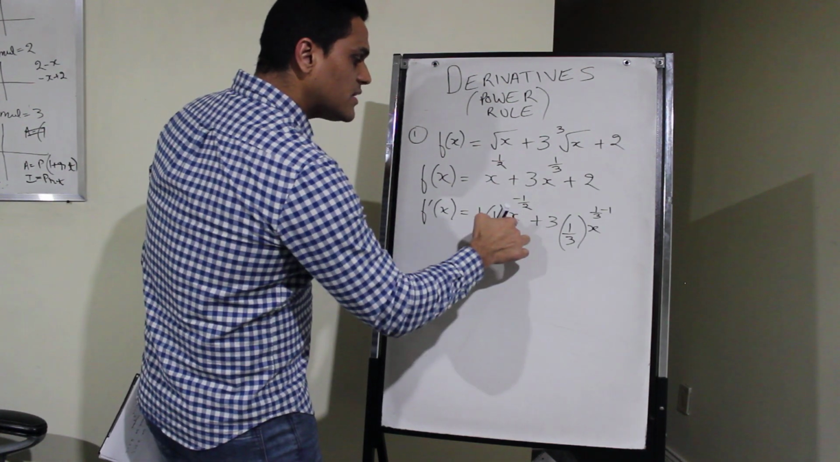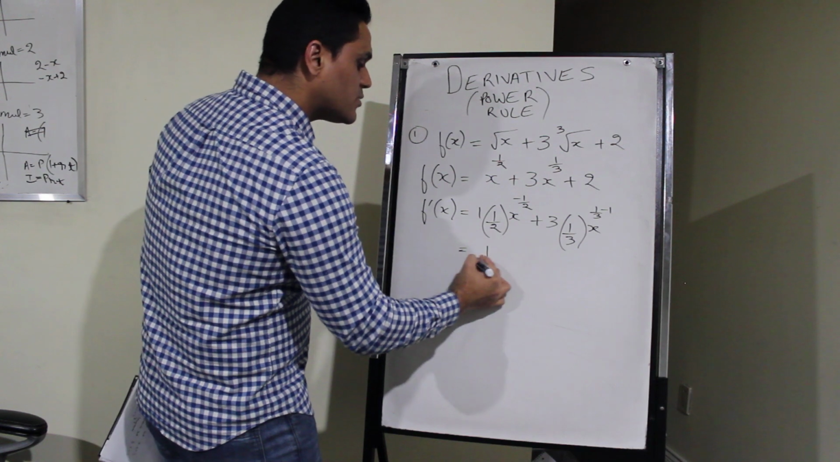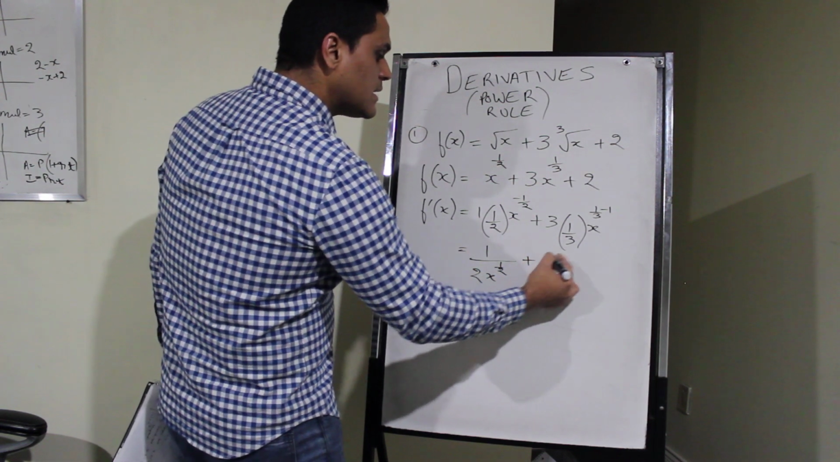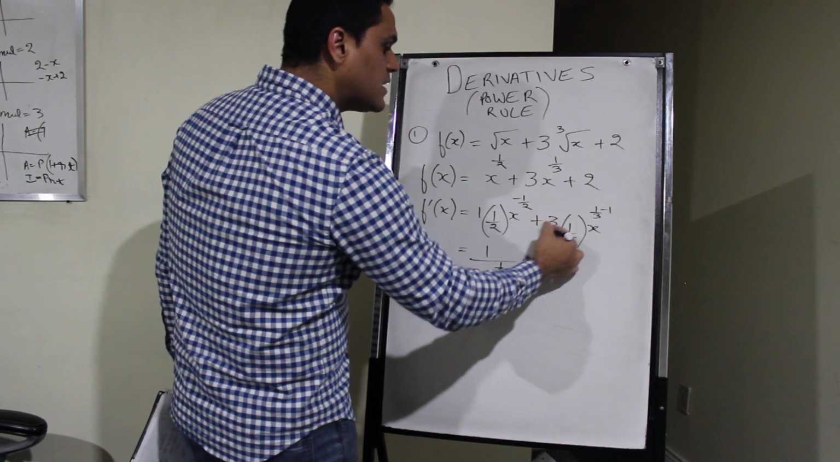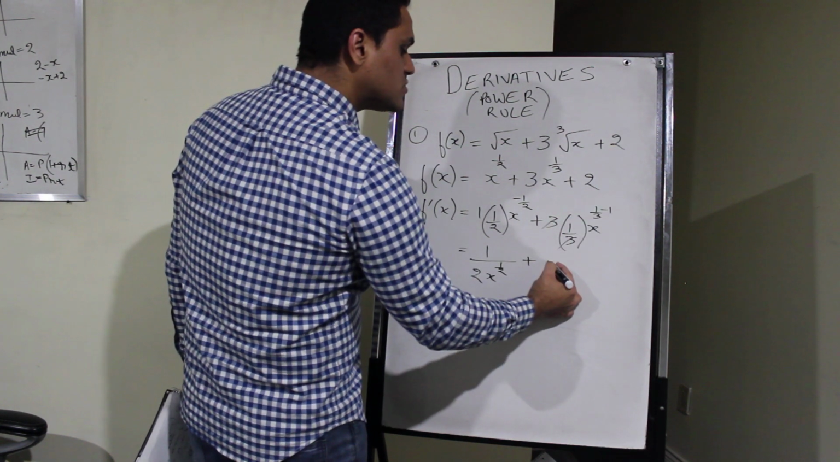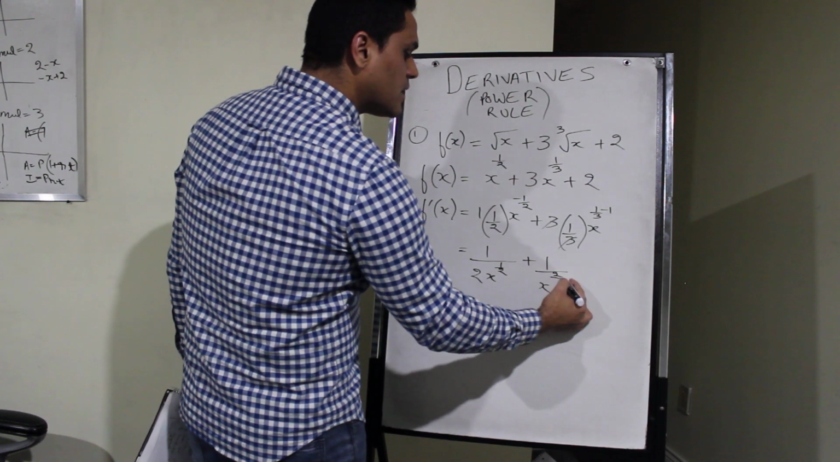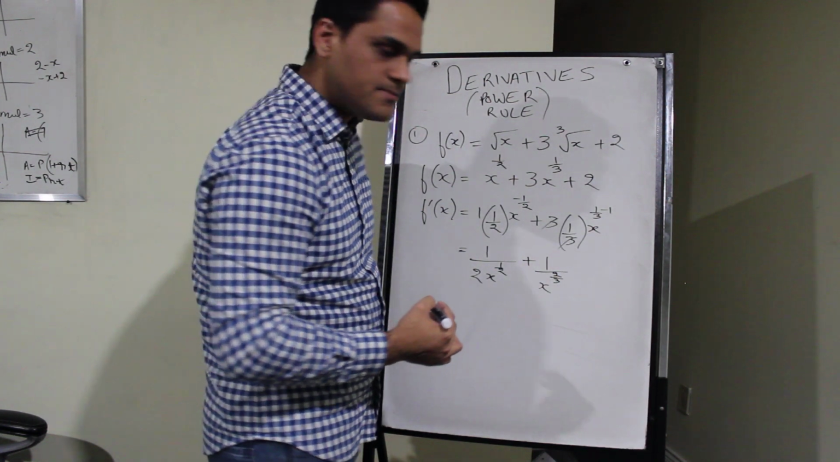So we would bring this x term down, and the exponent will now end up becoming positive. This 3 is going to cancel with this 3. And this was x to the power minus 2 over 3. So when we bring it down, it's going to become x to the power positive 2 over 3.